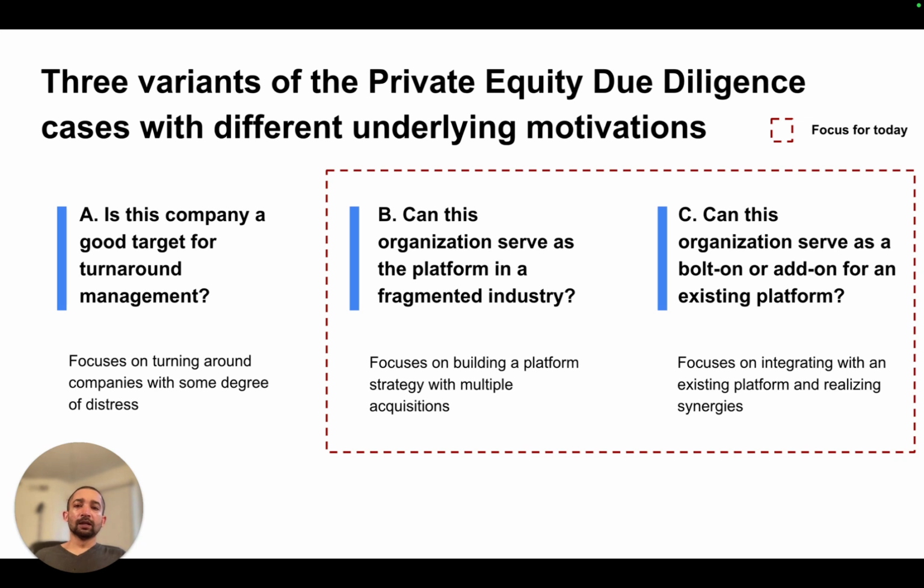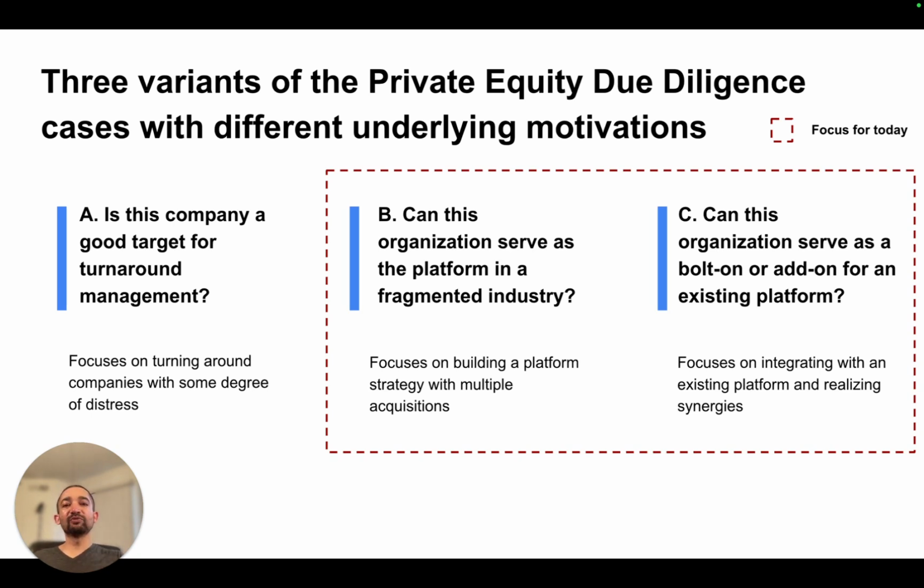Right? Now, I have marked focus for today as the last two variants, but don't worry, we'll also cover the first one because I'll frame it in a way that once you understand the answer to this question about the underlying motivation, you can easily pivot between these three different varieties of private equity cases. Okay. So with that said, let's continue moving.